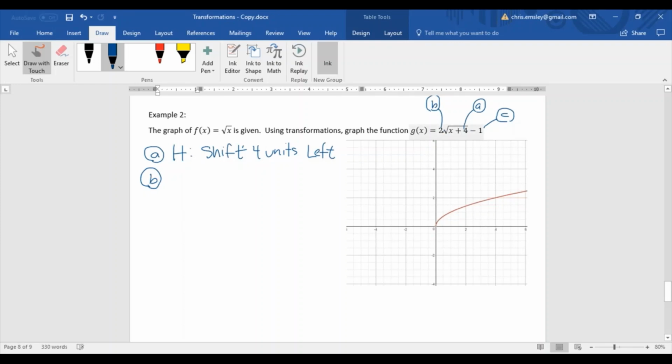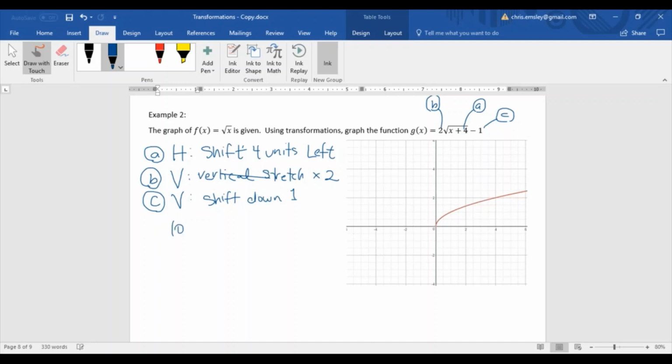Next up, B, I'm going to talk about multiplying by 2, multiplying by a constant. Since that 2 is outside the radical, it's outside my function, so that means it's a vertical change. Anytime I multiply by 2, that is going to be a vertical stretch by a factor of 2. And the last one we have, -1. Again, that -1 is outside the radical, so it's a vertical change, and that's going to be a shift down by 1.